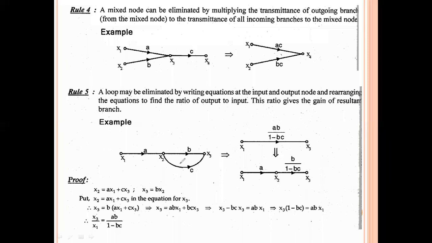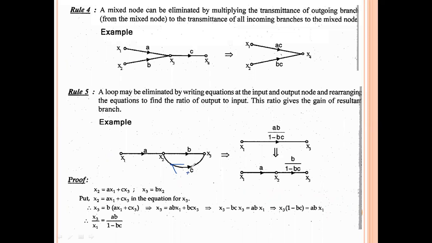See here, this is a loop. Sorry, this C direction is opposite. C has to be in this direction. Now you can see this is a loop here. Generally this is plus C only. See, there is no minus given here. This is plus C only. You can see clearly there is no negative sign given here. Positive feedback loop.